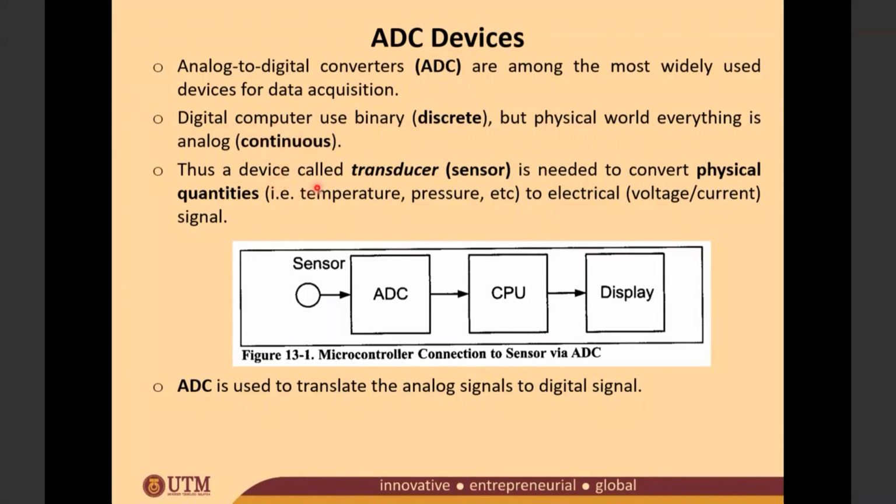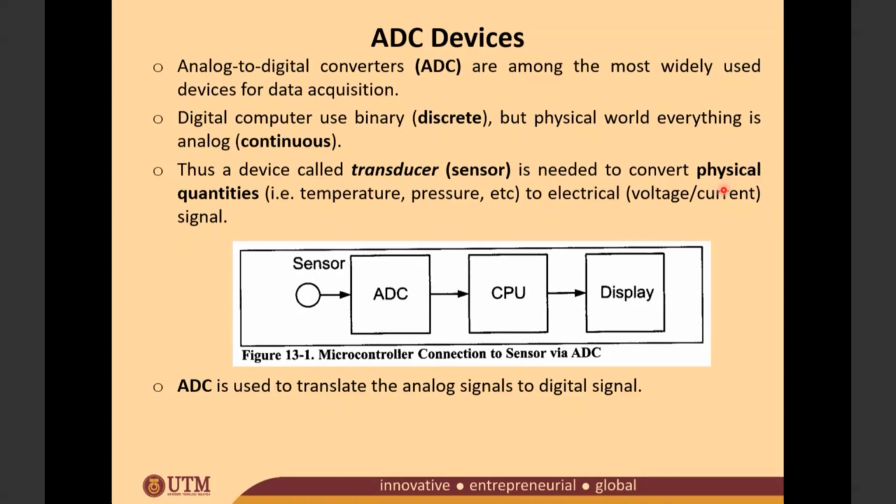A device called a transducer, which sometimes we call a sensor, is needed to convert these physical quantities. In order to convert these physical quantities, you need to have a transducer or a sensor, which will try to capture or convert the continuous signal to electrical values, sometimes voltage or current. And from this voltage or electrical signal, after that, you can change it to the discrete time signals.